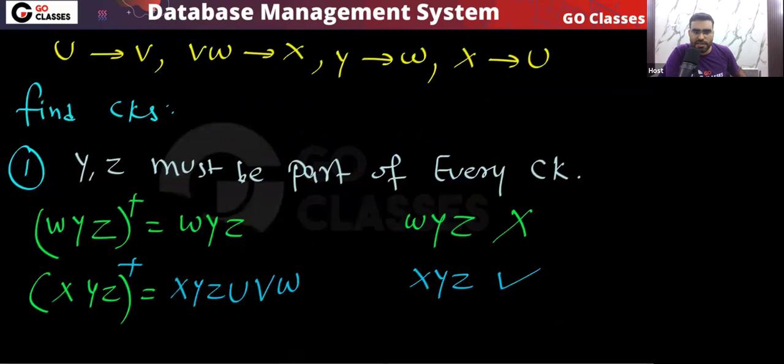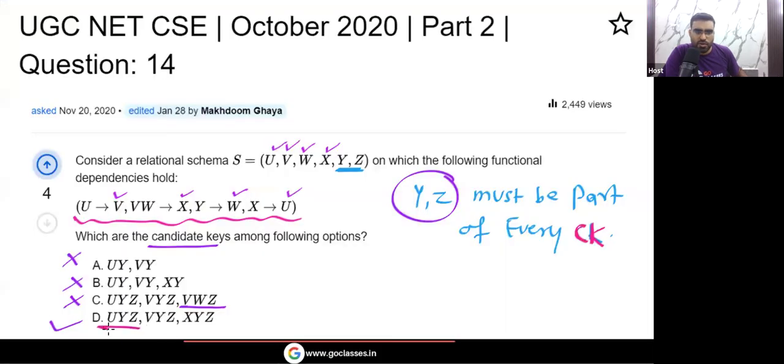So finally, there will be three candidate keys, and those are UYZ, VYZ, XYZ. So for this question, the answer will be option D. Very simple question. Let's move on now.